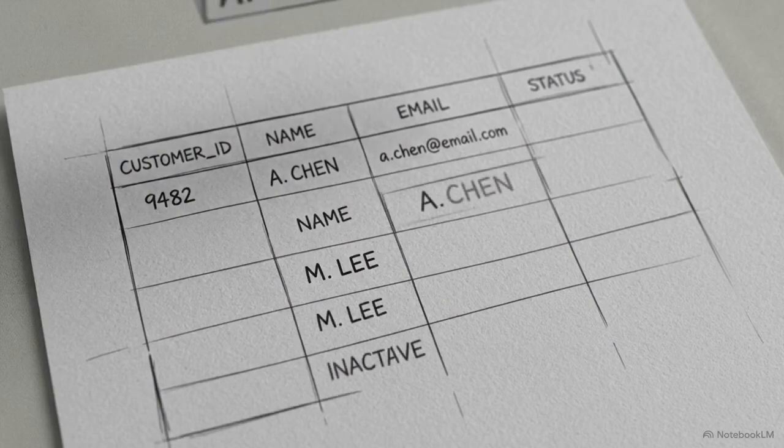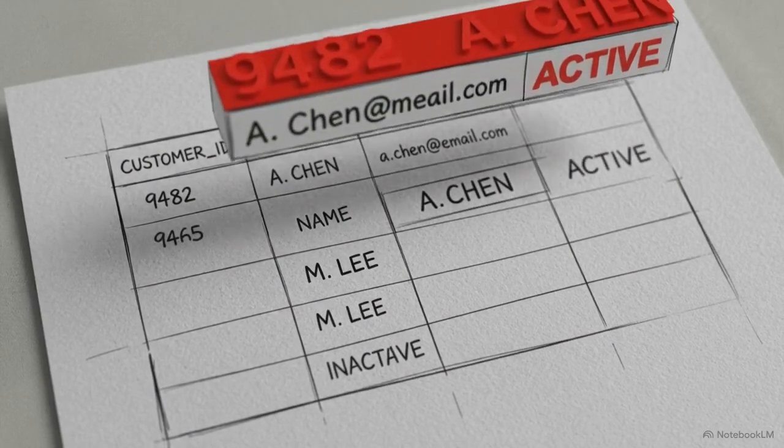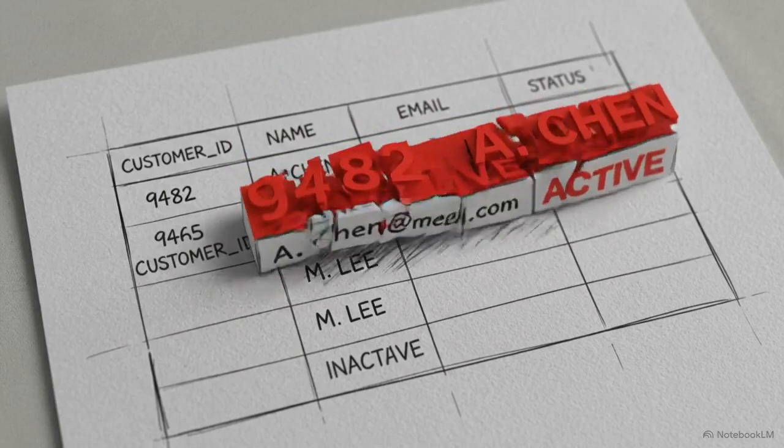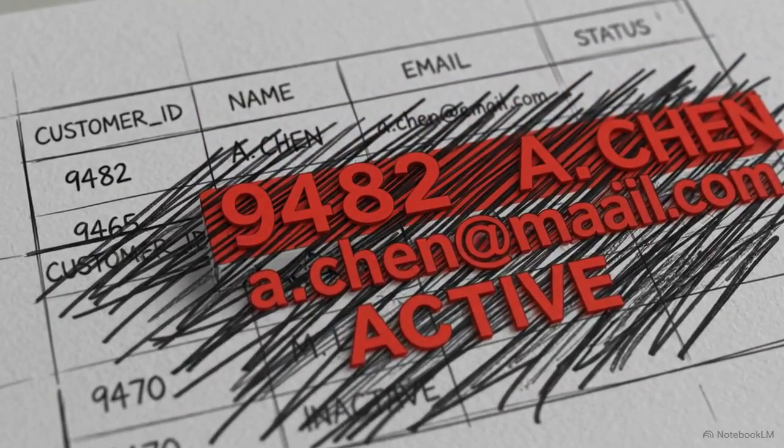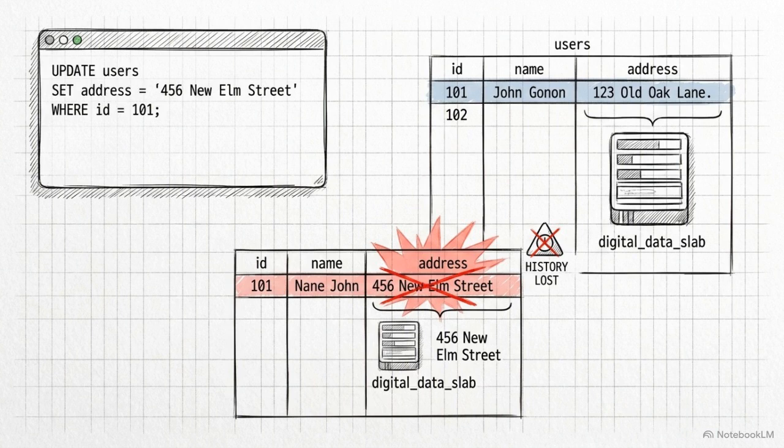Most traditional relational databases exist in a state of permanent amnesia. They are designed to manage the present tense and only the present tense. When an application executes a standard SQL update command, it does not add new information to the ledger. It replaces the existing record.